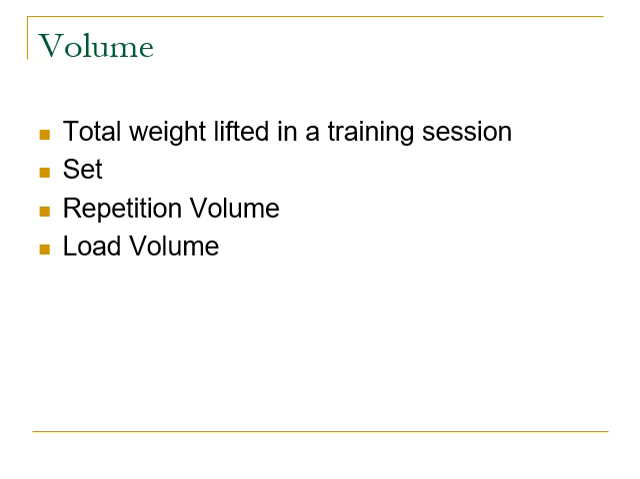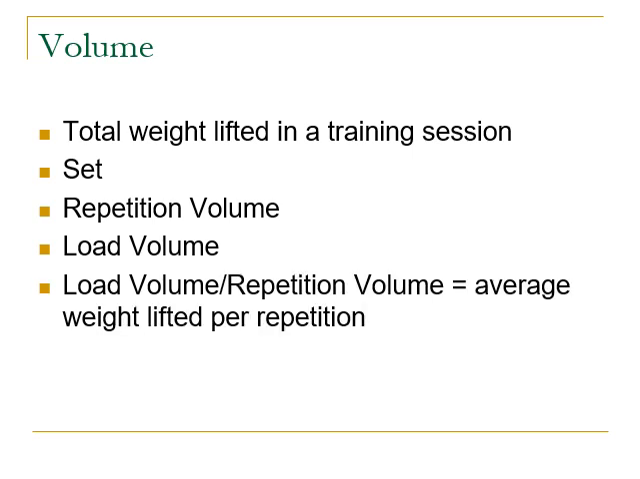Load volume is going to be looking at the total number of sets multiplied by the repetitions, then multiplying that by the weight lifted per session. So the load volume is now including the weight in the equation. And then you can figure out the average weight lifted per repetition if you take your load volume and divide it by your repetition volume. So these are all different ways that you could track various types of volume, and these are the things that you at least want to look at as you're progressing an individual through their resistance training program.